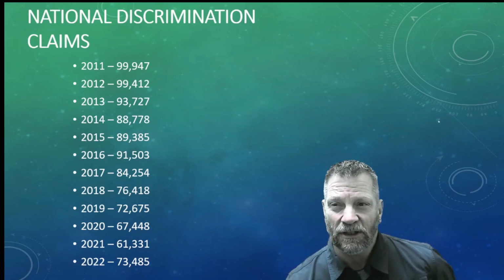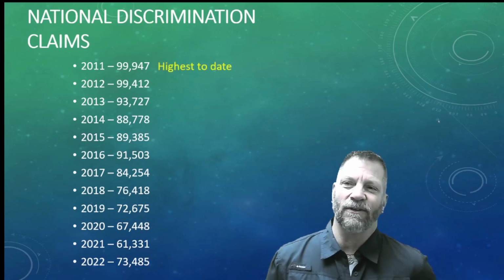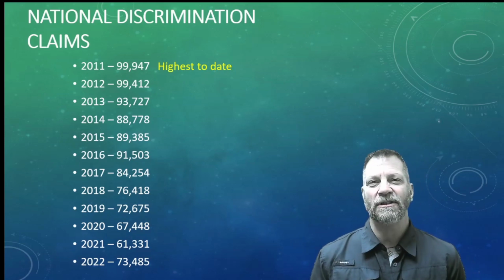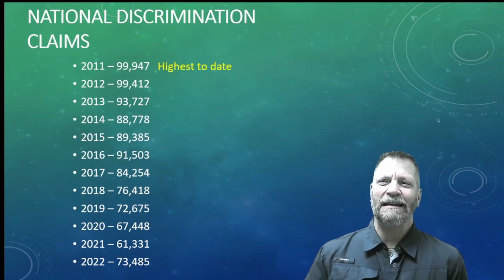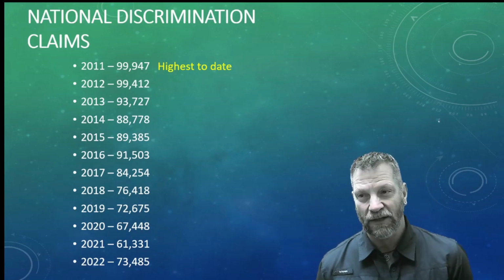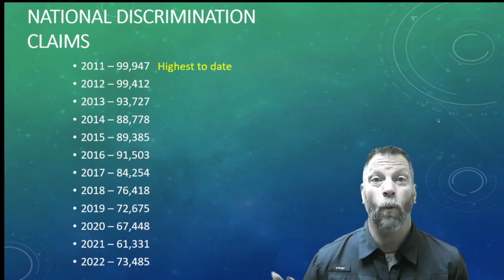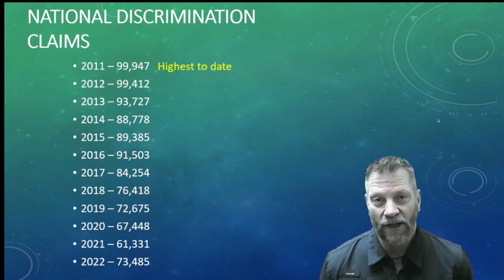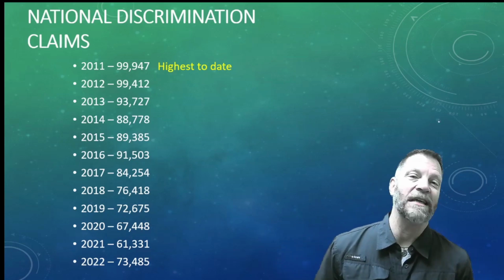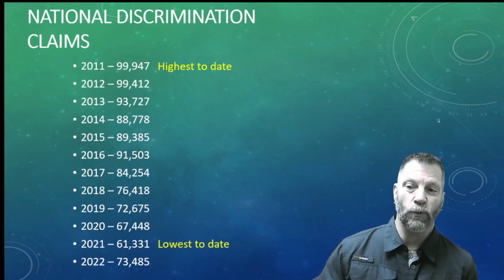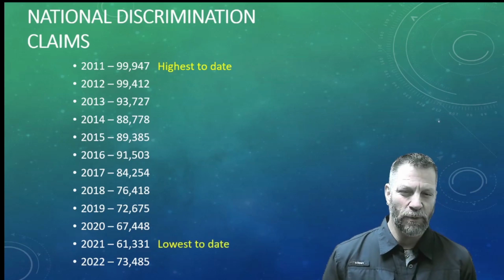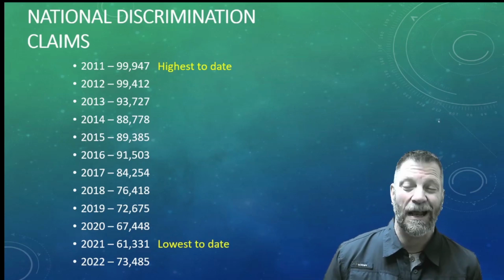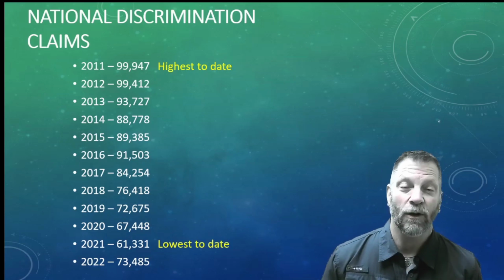But I do want you to know that 2011 was the highest number of complaints filed with the EEOC to date. All right, 99,947 complaints filed in 2011. Wow. The lowest number of complaints filed with the EEOC to date was 2021. And I'm not sure, but I would guess, don't take this as the truth or the gospel, but I would guess it has something to do with COVID.